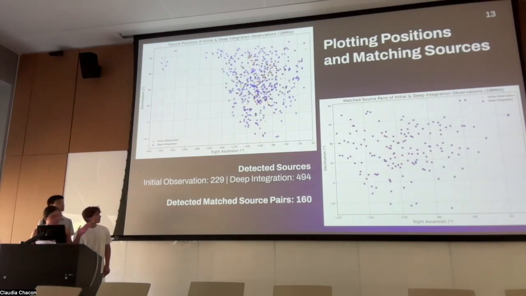As seen on the scatter plot on the left, the deep integration image detected a lot more sources, around 494, while the initial observation only found 229. You can see that there are several points where the sources overlap with one another, which means that these sources are most likely the same. After running an algorithm, I matched these source pairs, which provides a better understanding of where these astronomical sources are actually located in the sky.